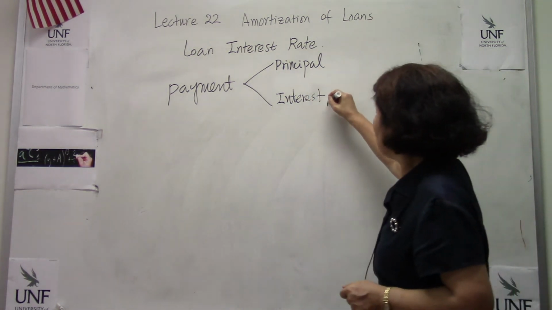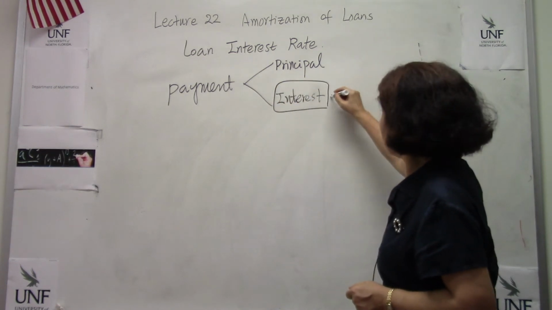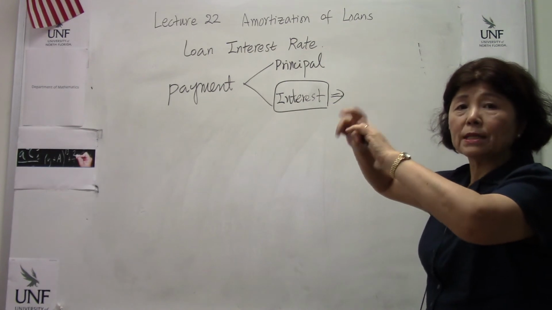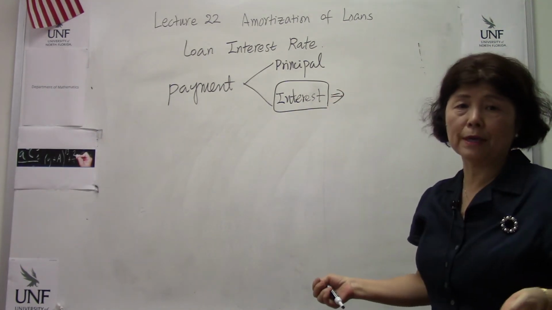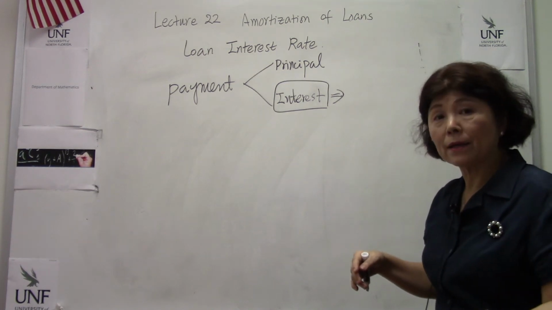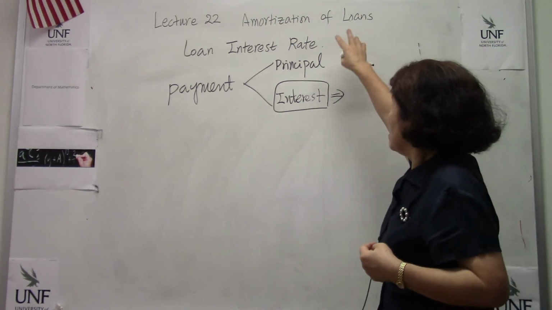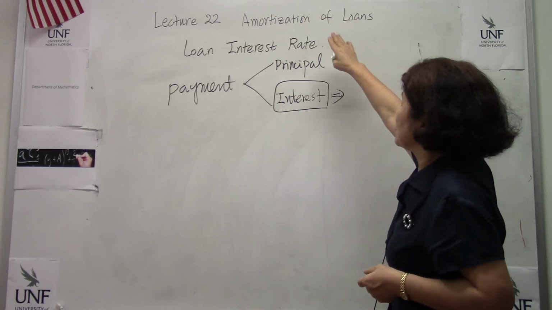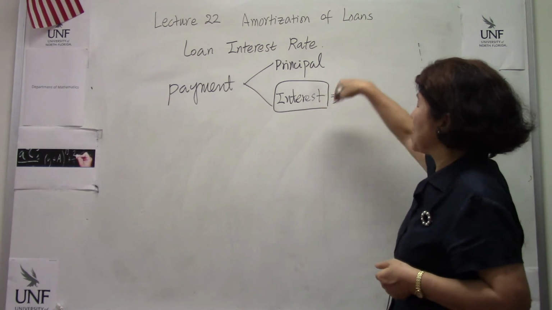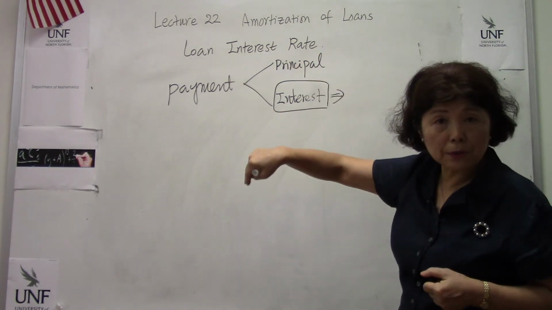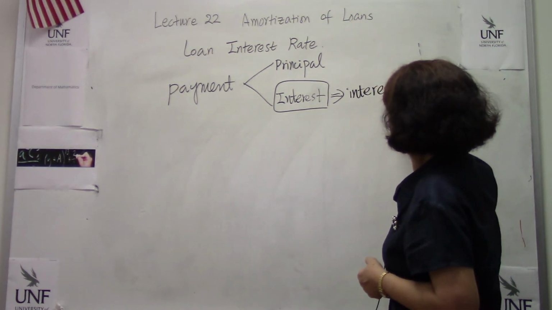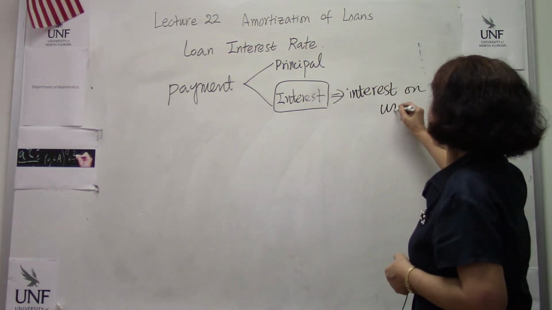Okay? And when you compute this interest, always the principal is decreasing, right? The very first one is the whole amount you borrowed. As time goes, little by little, you pay back. Okay? So the principal, the balance is going down. Therefore, interest is going down also. So interest is always interest on what? On unpaid balance.